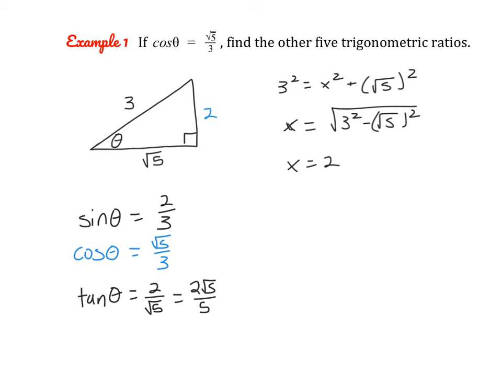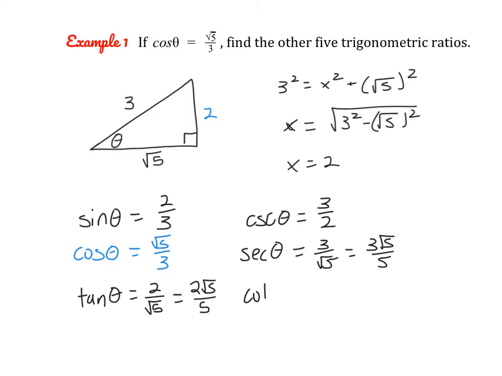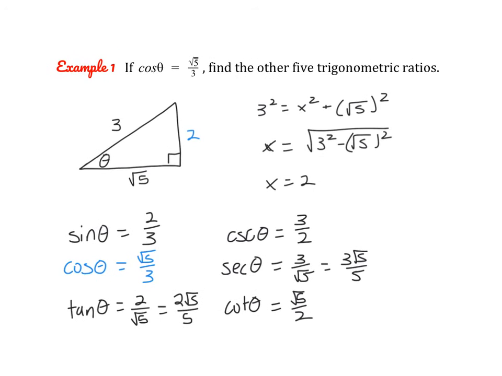So remember, the reciprocal function of sine is cosecant. So cosecant of theta is going to be 3 over 2. Secant is the reciprocal of cosine, so it'll be 3 over root 5, which is 3 root 5 over 5. And then the reciprocal of tangent is cotangent. So I'm going to take the reciprocal from here. The reciprocal of 2 over root 5 is root 5 over 2. And there's your remaining trigonometric functions.